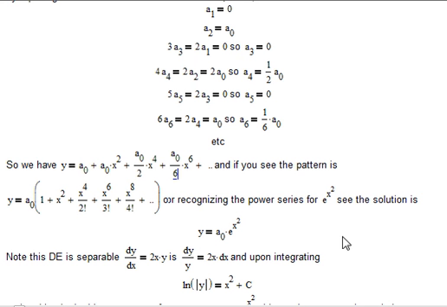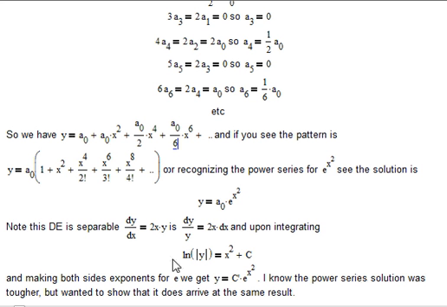Just to show you we get the same result, we can do that one by separating the variables. See, dy/dx equals 2xy. So separate the variables: dy over y equals 2x dx. So that means ln of y equals x squared plus c. That means when you exponentiate both sides, e to the ln of the absolute value of y is the absolute value of y. And on this side we have e to the x squared times e to the c.